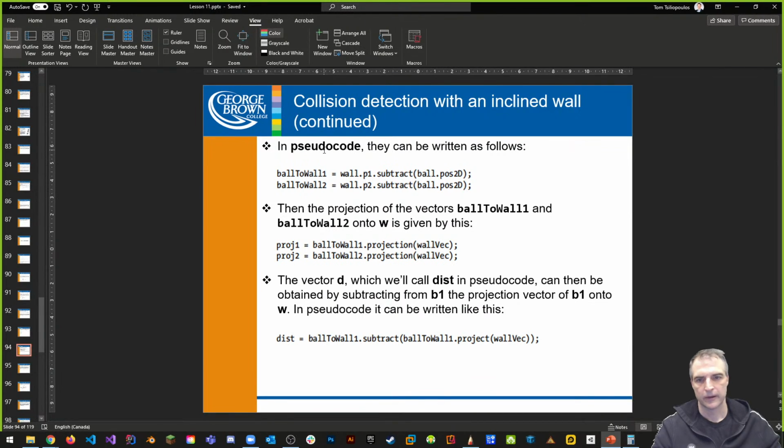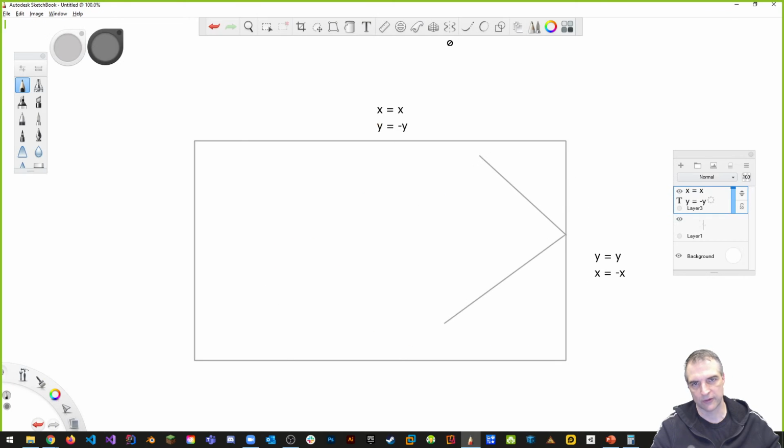We can subtract. In pseudocode, they can be written as follows. Ball to wall 1 is equal to wall position 1, and we subtract ball position 2D. And this is kind of the way it's going to work. It's exactly what I just wrote above. Okay. One thing that we also have to do is position the ball, and we have to consider the case where the ball is in the wall, right? So in this case, if the ball is in the wall, then again we may have to position it back here, further back. And I'm not good at drawing this ball. Let me undo that change.